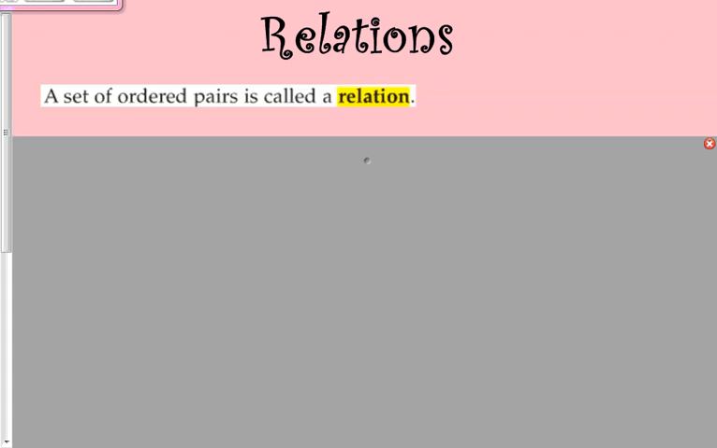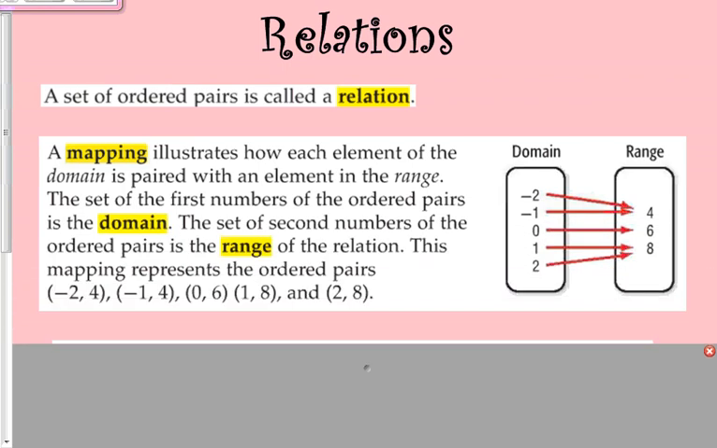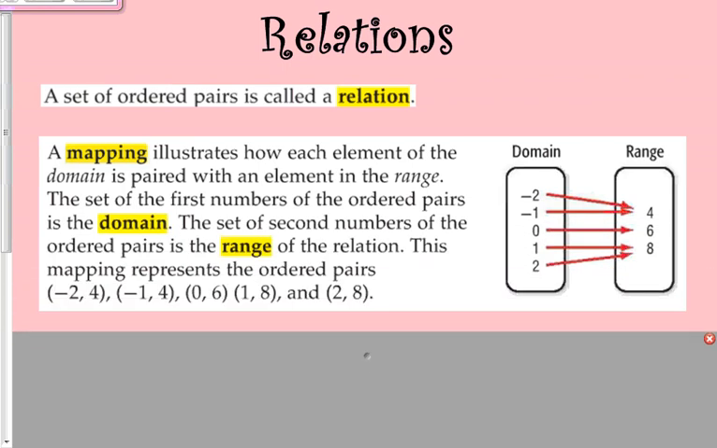Alright guys, today we're going to learn about something called relations. A set of ordered pairs is called a relation. So this is going to be kind of easy. We go on. I'm going to introduce you to something called a mapping.